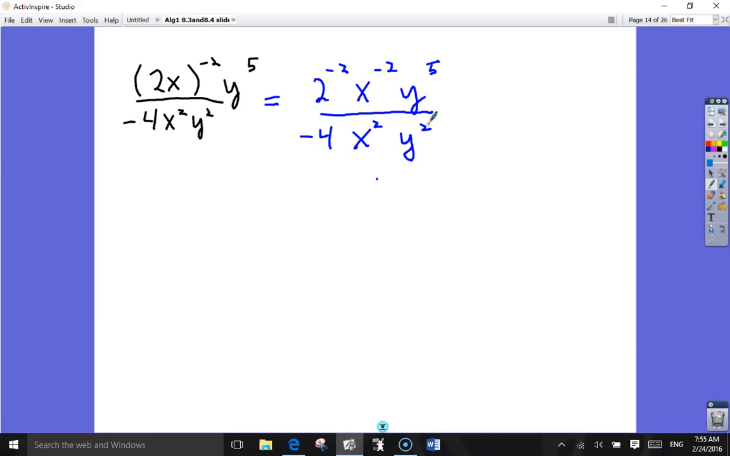So dealing with the numbers here, the first part of it is going to be 1 over 2 squared times negative 4. That's just keeping the numbers together. When dealing with the x's, that's x to the negative 2 over x squared, which would be x to the negative 4. And y to the 5th over y squared is y to the 3rd. Okay, we still got a couple things we need to simplify.